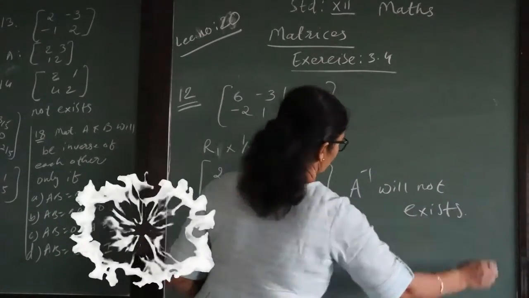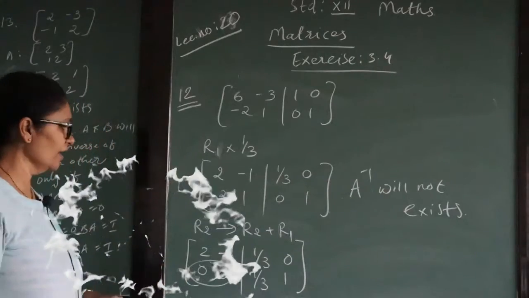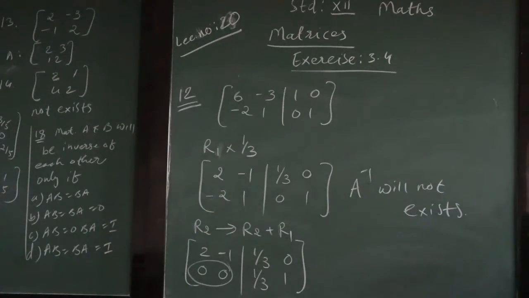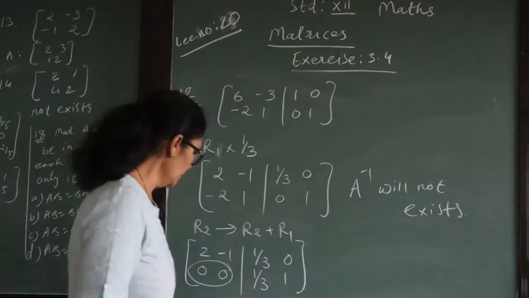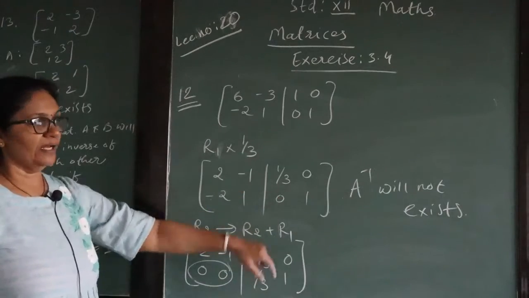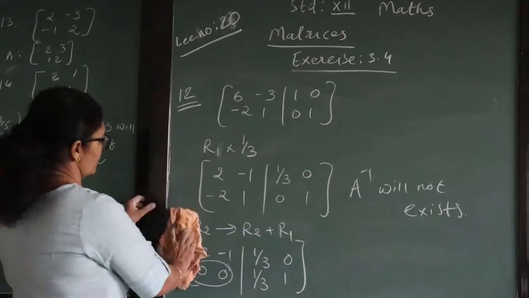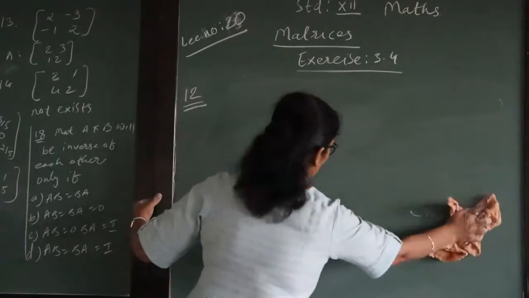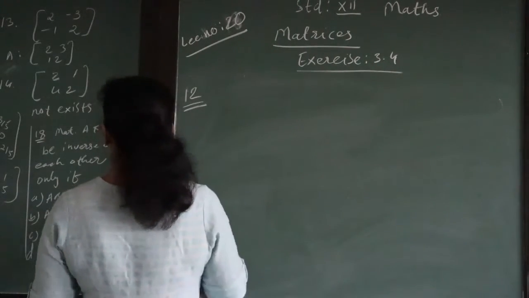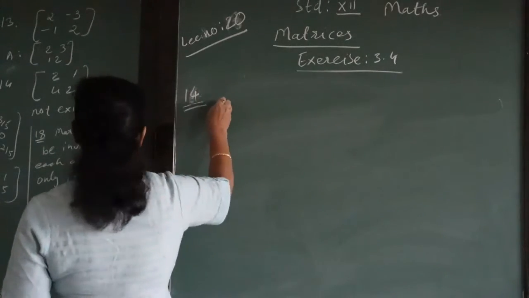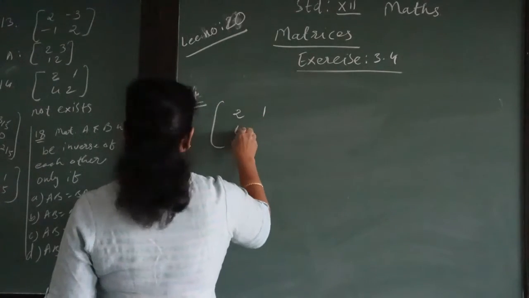This is the first sum in which we are getting that the inverse will not exist. That is why I have shown that if you get any row 0, first or second, then A inverse will not exist. Now, we discuss the next question in which also the inverse will not exist. In the 14th question, this is the 12th one, and in the 14th also the same.